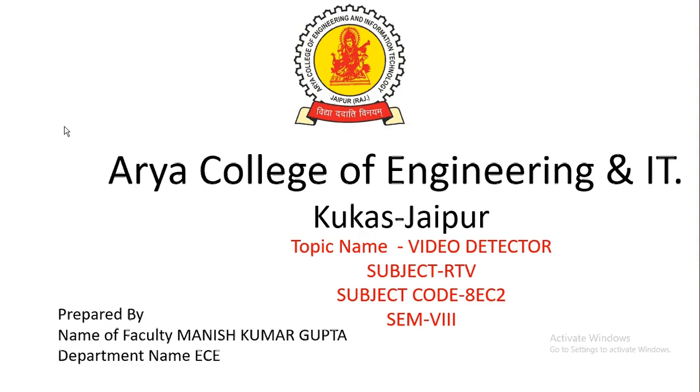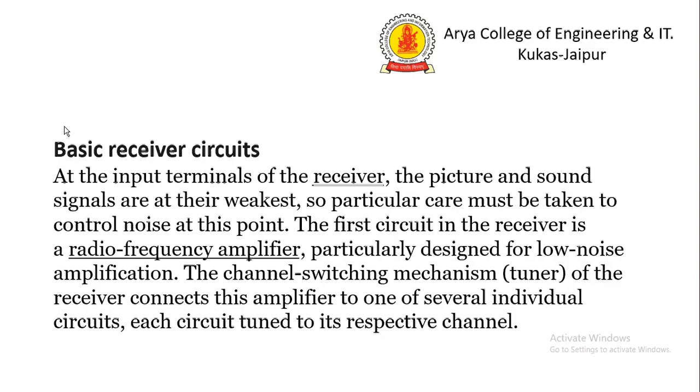What is the video detector? How to detect a video in a video detector? In the video detector, I have the basic receiver circuits. At the input terminal of the receiver, the picture and sound signal are at their weakest. So particular care must be taken to control noise at this point. The first circuit in the receiver is a radio frequency amplifier particularly designed for low noise amplification.